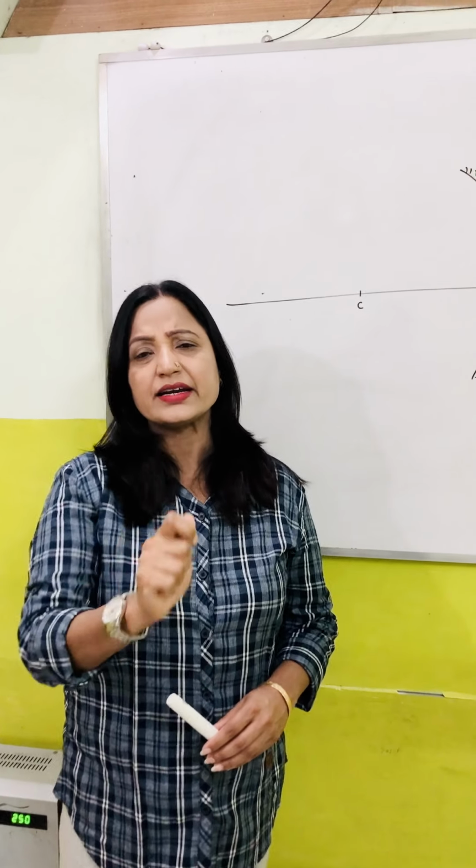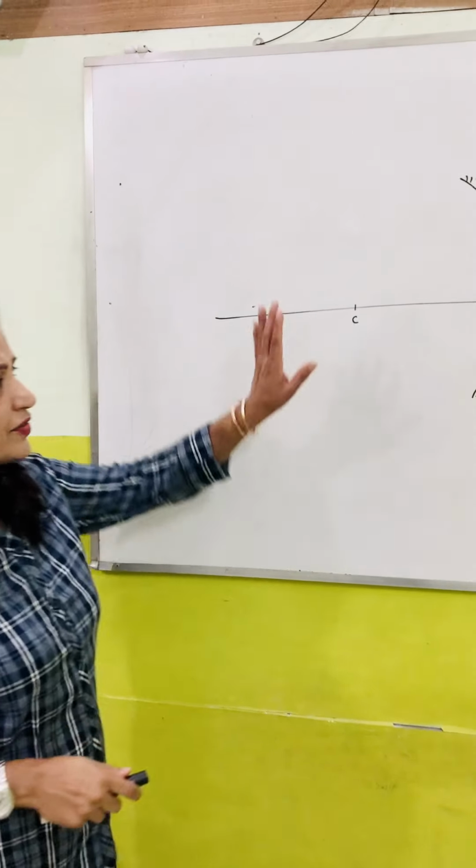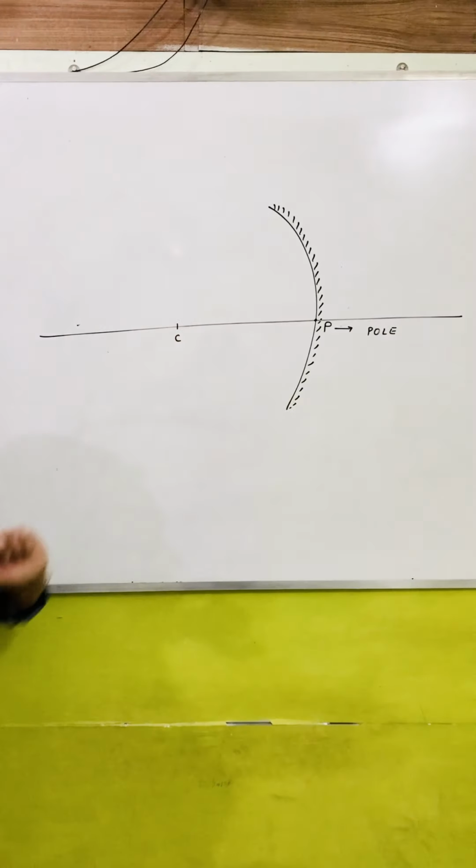Children, today we are going to talk about the Cartesian sign conventions for the spherical mirrors. These sign conventions will help us to do the numericals, because when you handle the numericals of this chapter, it is very important to know which entity has to be taken as positive, which one has to be taken as negative. So for that, we'll first take an example of a concave mirror.